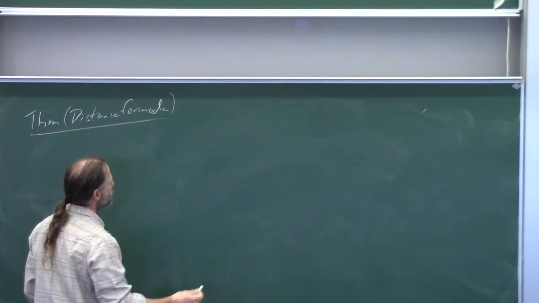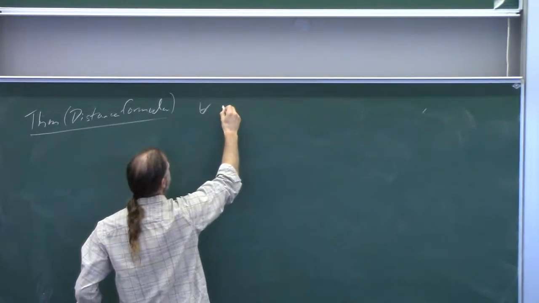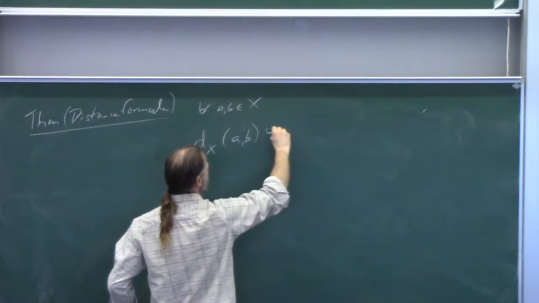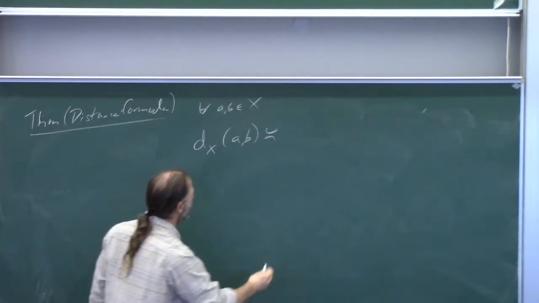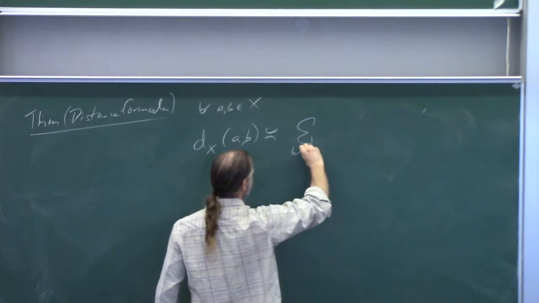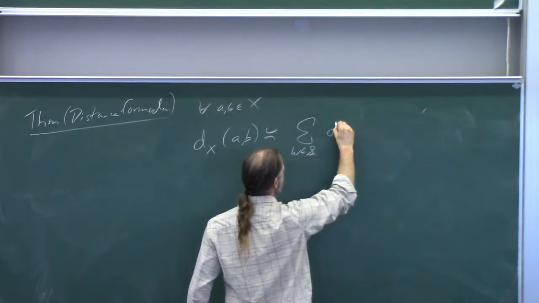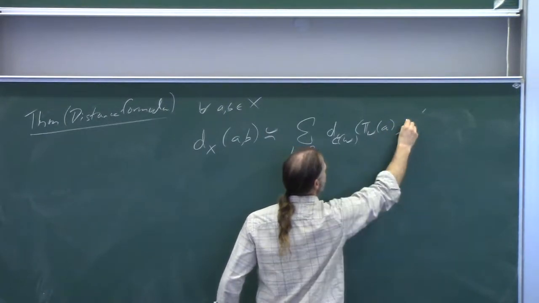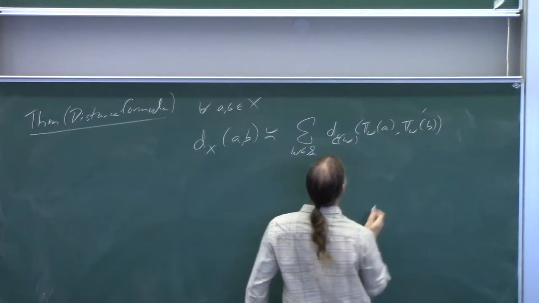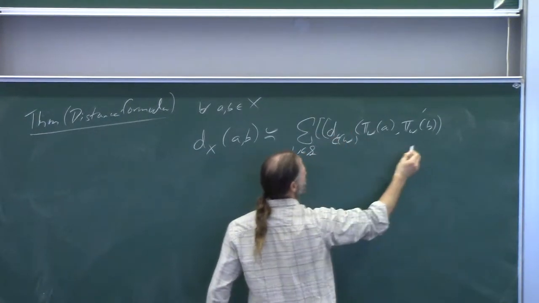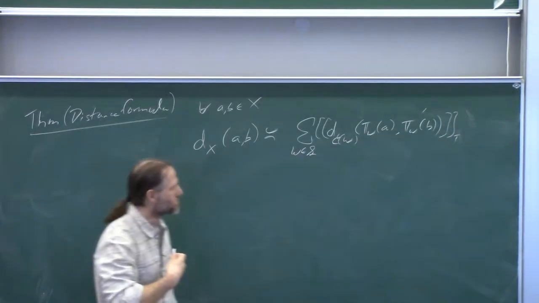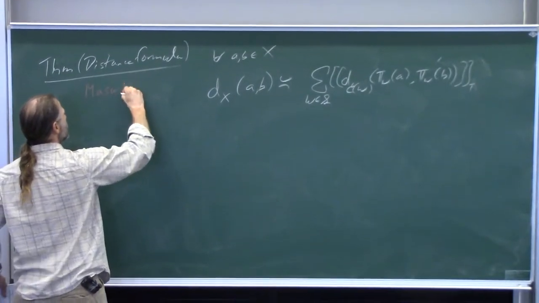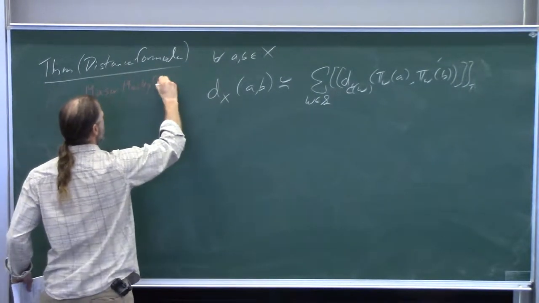Okay, so in general, there's a theorem that for every pair of points A, B in X, the distance in X between A and B is uniformly quasi-symmetrically estimated by summing over all the elements in the index set. And for each one, you look at the distance in the associated hyperbolic space between the projection to W of A and the projection to W of B. And then just like in the mapping class group setting, you have to do some thresholding. So you can't count all of them, you need to throw away all the ones that are less than some given threshold. In the case of the mapping class group, this is the famous Masur-Minsky distance formula.